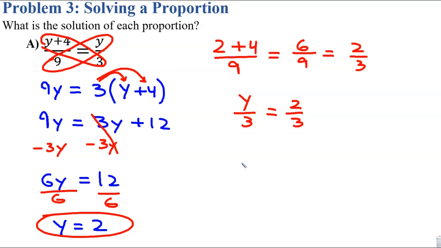Alright, part B has another one of these kind of uglier proportions to solve. Why don't you take a minute, pause the video, work through that one, and then don't forget to check your answer before you move on.